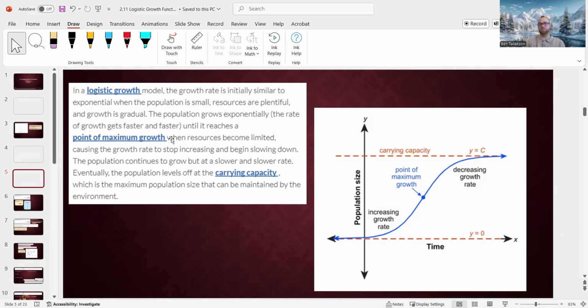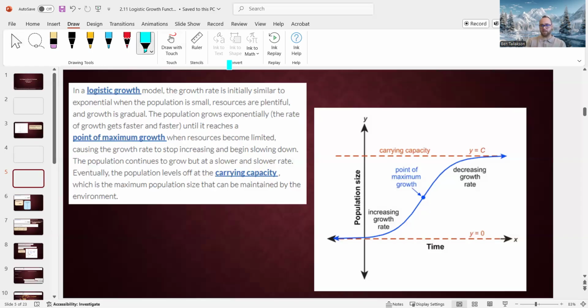It reaches a point of maximum growth. We see that labeled on the graph. And that is when resources become limited, depending on the situation. If we're talking about a population, maybe the food in the forest becomes limited, so the population of animals decreases. If we're talking about a virus, they start to get vaccines and cures, so the cases decrease, right? Whatever the case is, that point of max growth is the turning point.